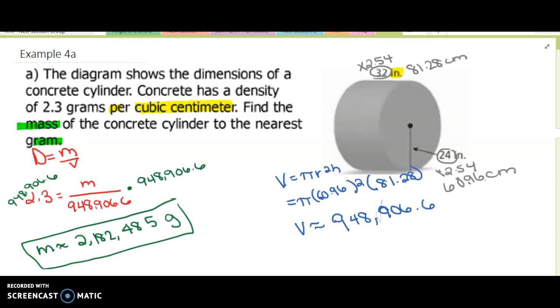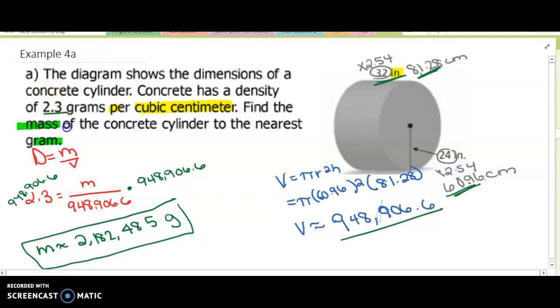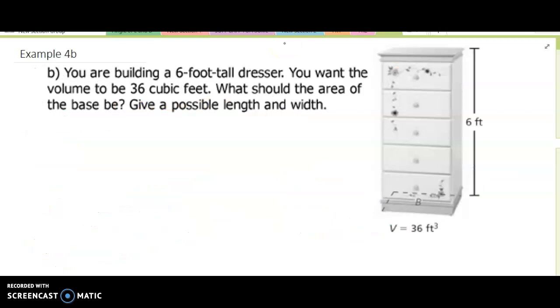Alright, so when you go through and do this, you first want to convert all these to centimeters, so that's what I did here and here. And then you want to go ahead and find this, think of it as a cylinder, so volume equals pi r squared h. You should get 948,906. Okay, well, you know the density now, so we plugged in the 2.3 for density, and we know the volume because we got it from right here. And then when we did a little bit of math, you should have gotten 2,182,485 grams.